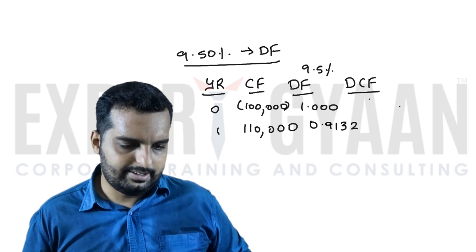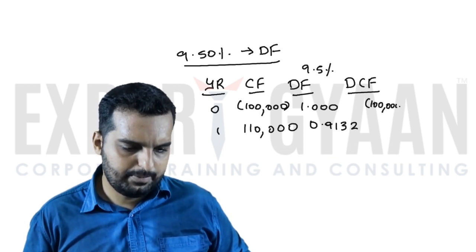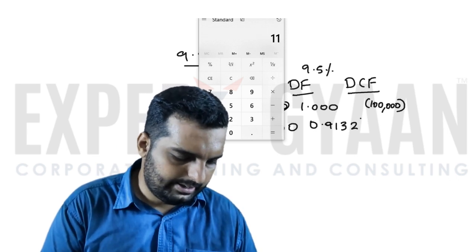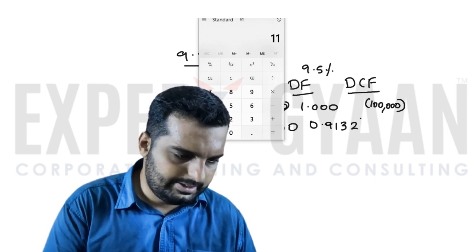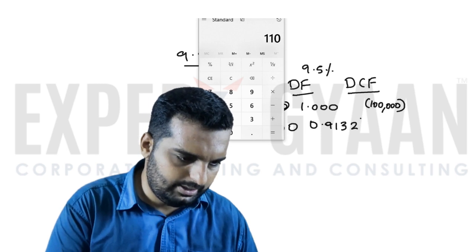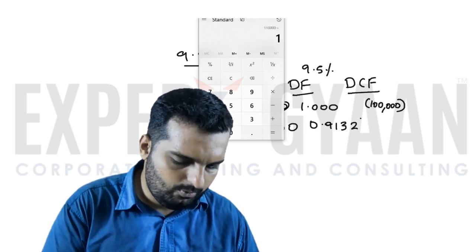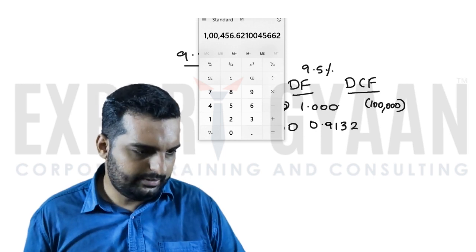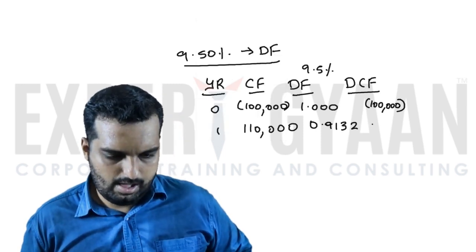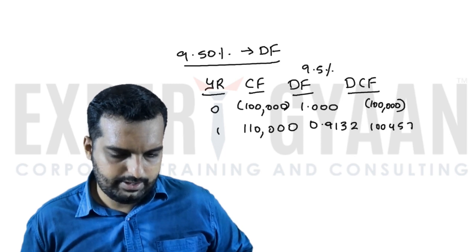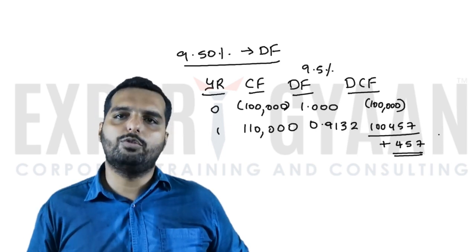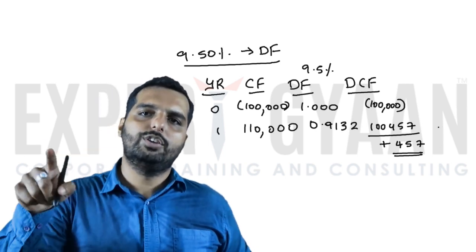So here I'll get the answer as minus 1 lakh, and here I'll get the answer as 1,10,000 divided by 1.095, that is 100,457. So my NPV turns out to be plus 457. Now I don't want an NPV of positive, I want an NPV of 0.